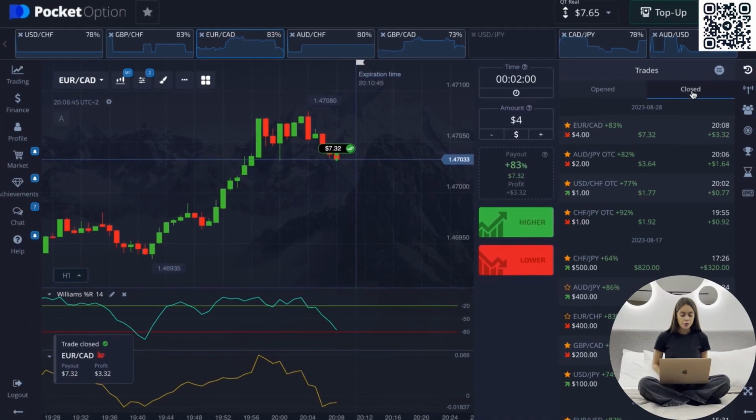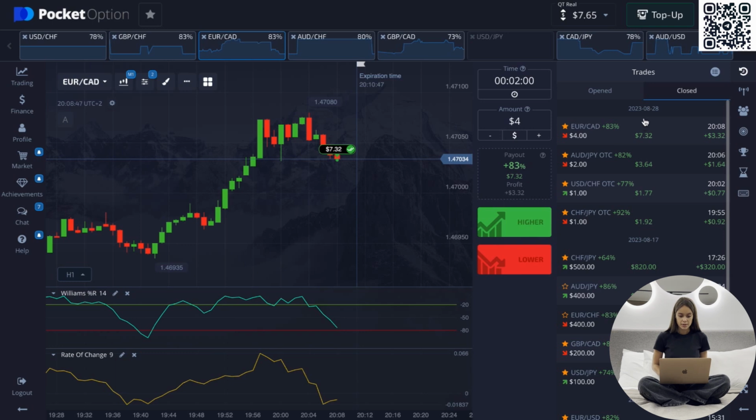Great, our fourth deal also went into the plus. I can already set the price of the fifth transaction at $5. We look further.